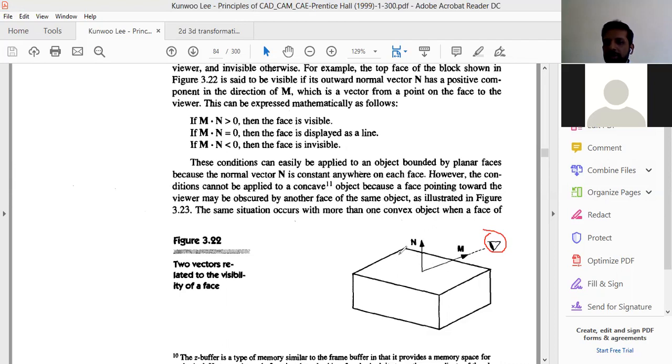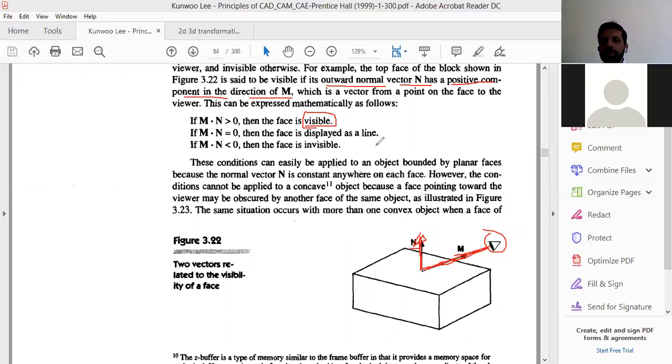For this object we have 4 plus 2, so 6 surfaces. If you take this surface, this is the surface that the viewer is going to view, and this is the viewing direction. The normal to this is over here, pointed outside, and there is no other surface on top of it. So the vector product of V and N, if it is greater than 0, is going to be a visible surface. That is how it calculates, right? The outward normal vector N has to have a positive component.